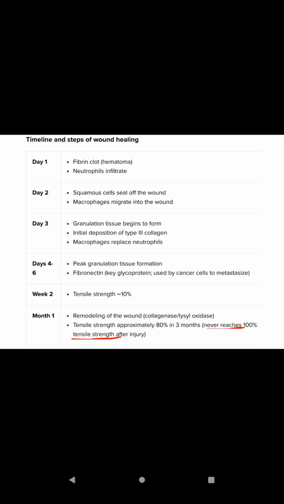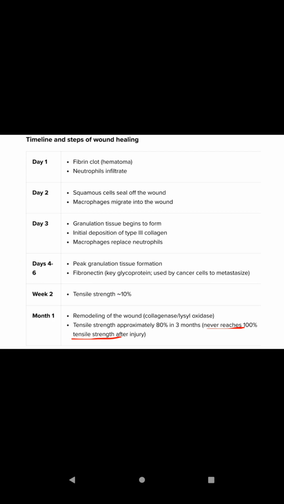Now these are timelines for wound healing, starting from the first minute to 2 years' time. Now, the timeline and stages of wound healing, as you can see and have been explained. Day 1 we have fibrin clots, we have hematoma, we have neutrophil infiltrates. Day 2 we have squamous cells closing the wound, we have macrophages migrating to the wound.